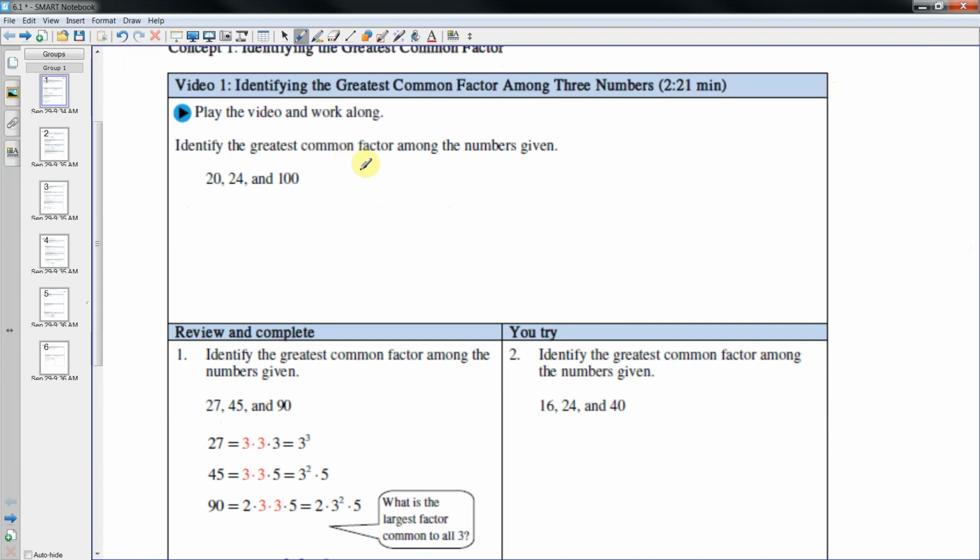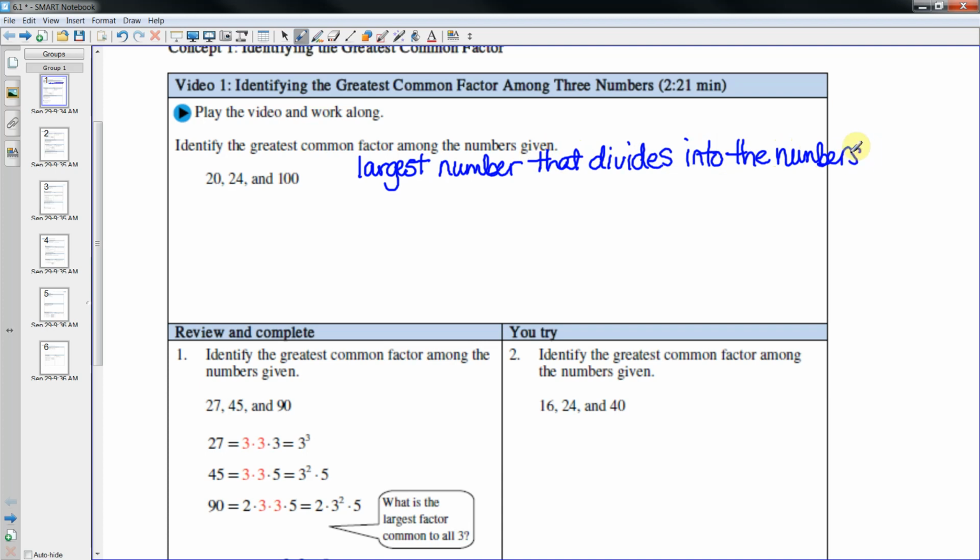What I'm trying to find is the greatest common factor, which is the largest number that divides into your list. So here's, the book will show you, as you can see in this example, they have created the prime factorization for each number, and then they look to see what's in common to all three. I like to make a list. So I look at the smallest number and I make a list.